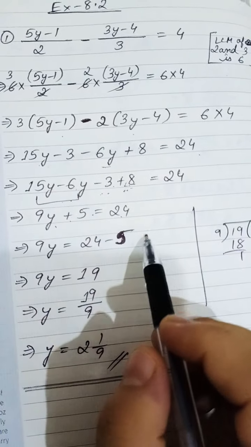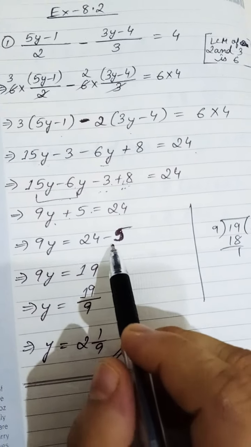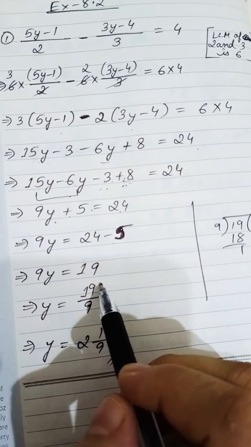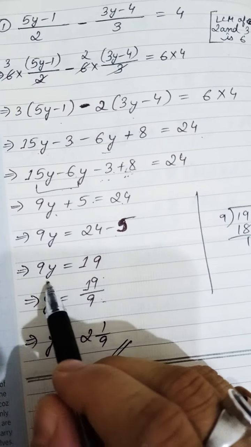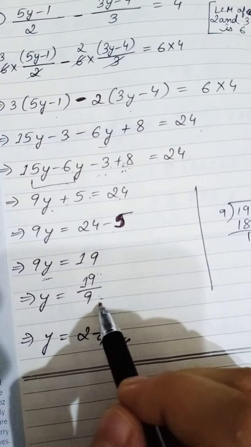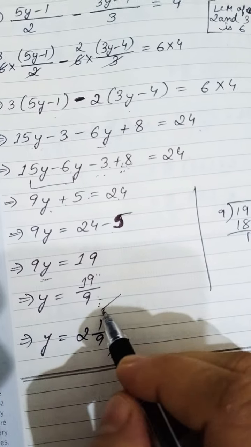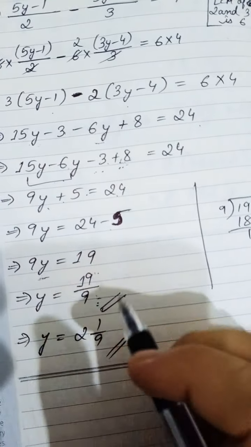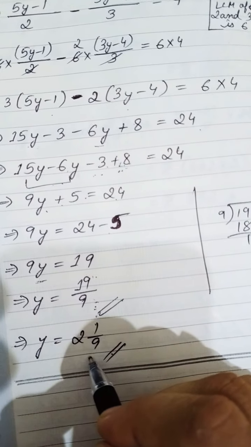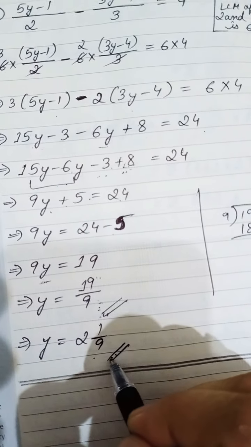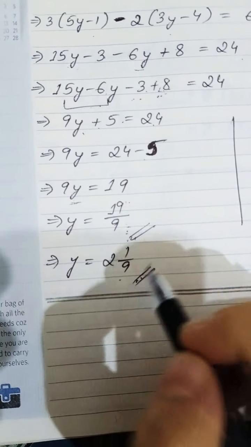Next step, the 5 will go that side, that will become subtracted. So 24 minus 5 is 19, and then this 9 will come here, so it will get divided because it is multiplied. So it will get divided, 19 by 9. You can stop the answer here also, or if you want you can convert it into a mixed fraction, and then you can write the answer in this way. Either you stop here or you convert it into a mixed fraction, both are correct. So this is how you solve this type of questions.